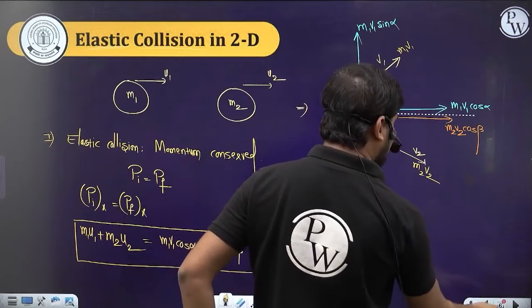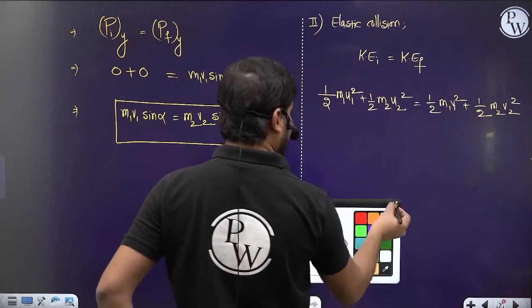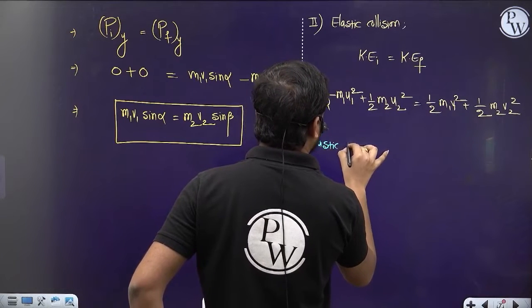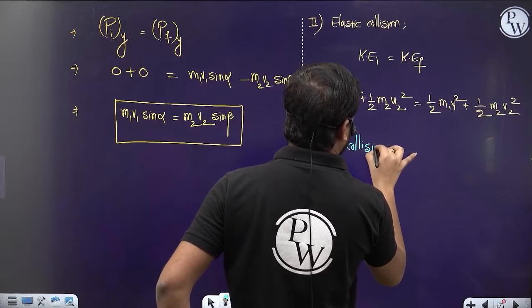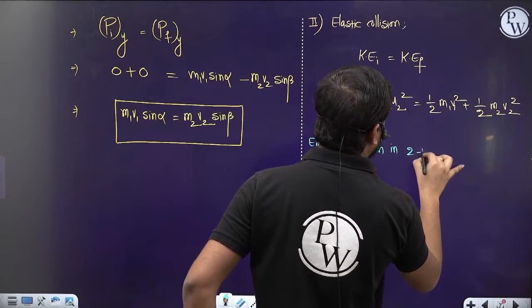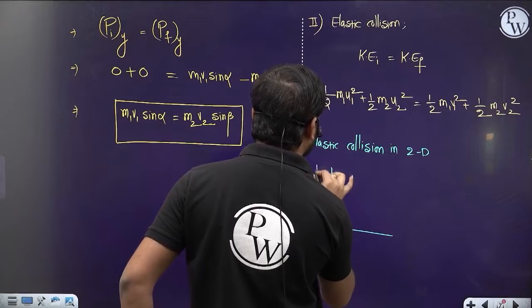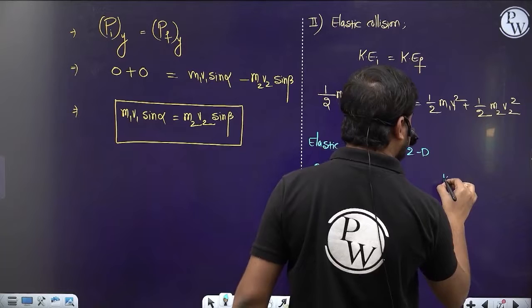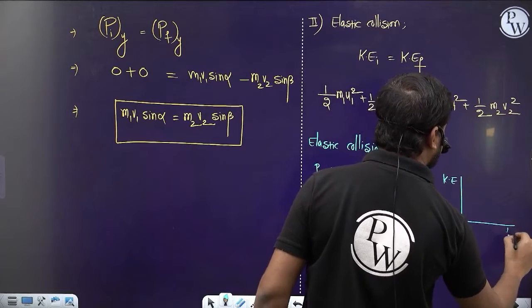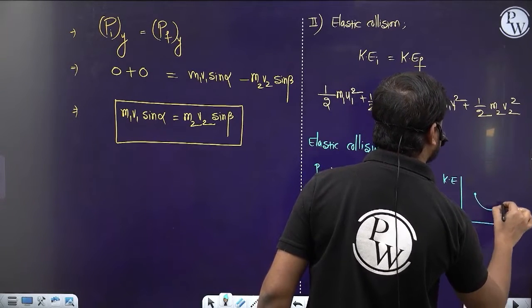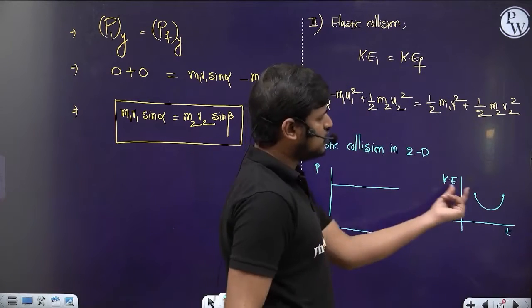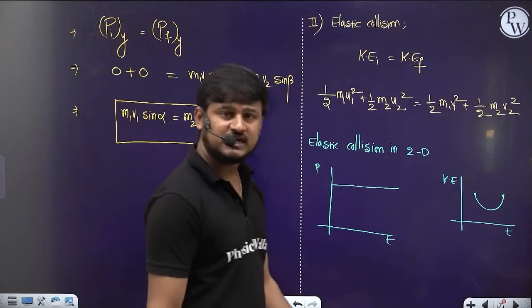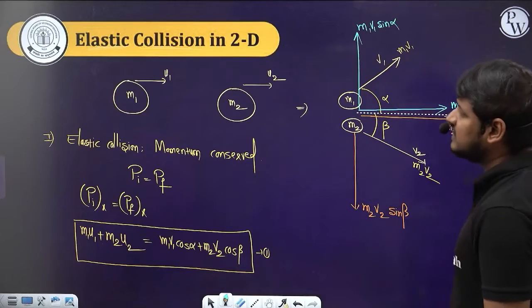So if you draw the graph for the elastic collision in 2D, we can simply say that the momentum will be conserved. If you draw the momentum versus time graph, it is going to be conserved. And if you draw the kinetic energy versus time graph, it also will be conserved. Suppose this is the initial kinetic energy and this is the final kinetic energy. They will be the same, but in between it can decrease. Understood, guys? Clear? Chalo. So this is about the elastic collision in 2D.